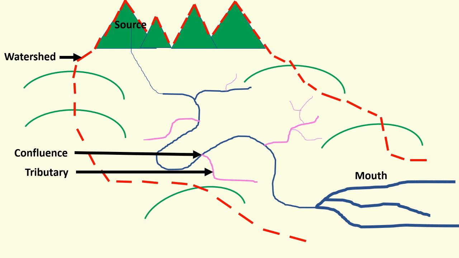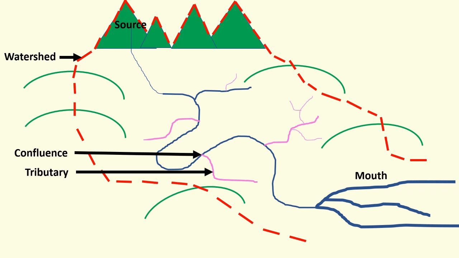So just a reminder, tributaries are smaller rivers joining the main one, and those are done in pink on this diagram, just to make them stand out. And the point where the two rivers join is called the confluence. Think of it like the slip road joining to the motorway.